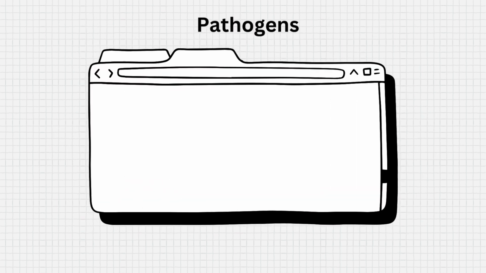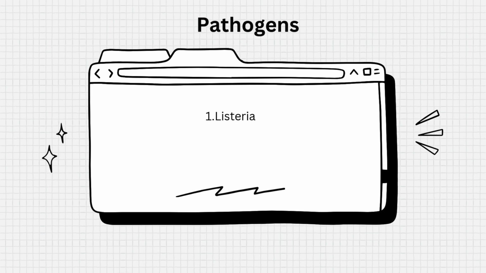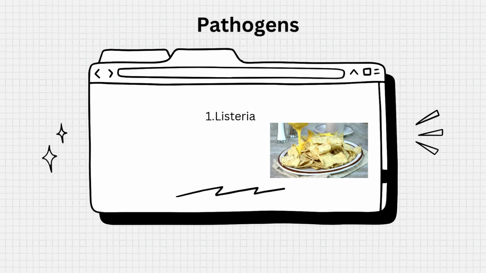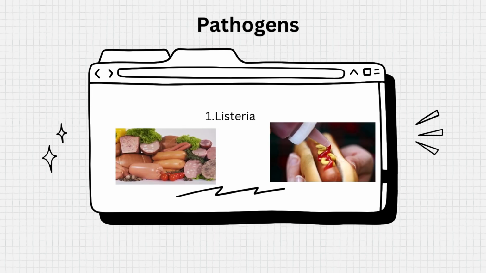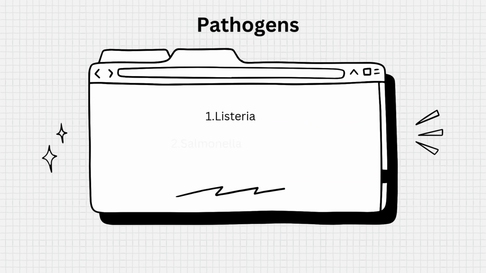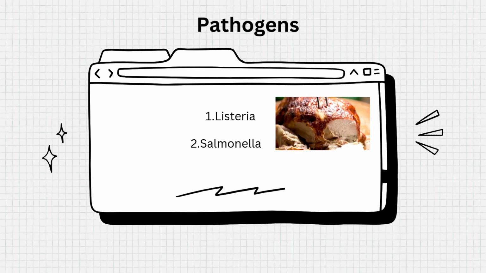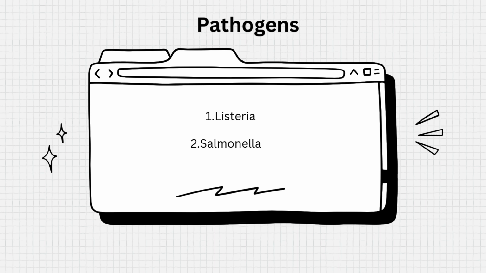Some pathogens we are most commonly dealing with currently are Listeria, a bacteria that can cause an infection and is commonly found in soft cheeses, deli meats, hot dogs, and raw sprouts. Salmonella, a bacteria most commonly found in undercooked poultry that can cause foodborne illnesses such as diarrhea and fever. And E. coli, a bacteria that is found in undercooked meats and raw vegetables.